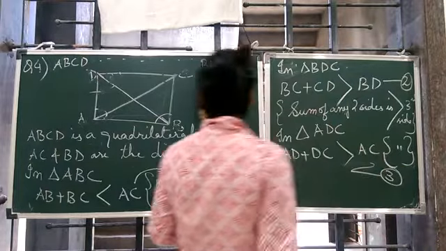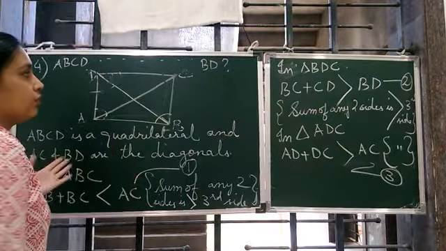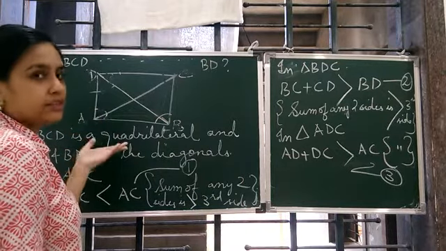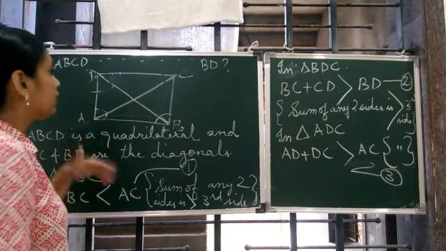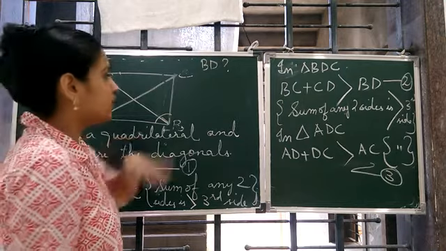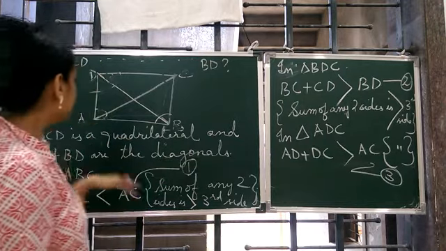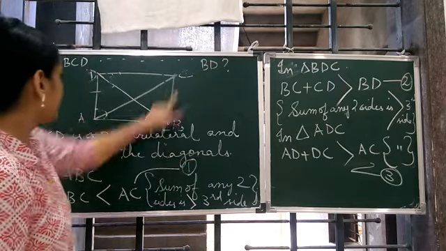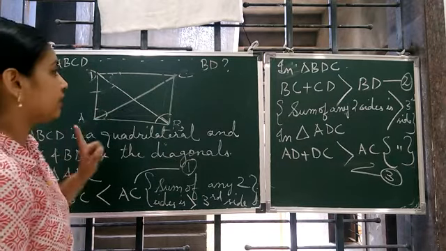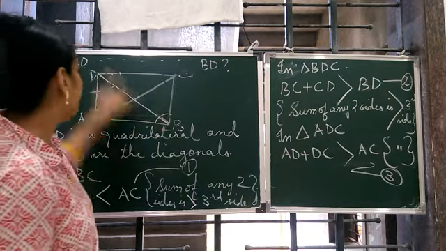Now this quadrilateral is divided by two diagonals. That means each diagonal is dividing the quadrilateral into two parts. That means we should have four triangles. So we have completed the three triangles: ABC, ADC, and BDC.